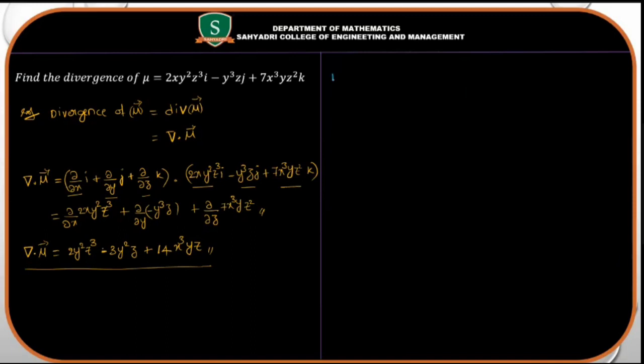Suppose, find the divergence of mu equal to, I'm taking the function as x square y cube i minus 2 sine x z j plus log of x y z k. Okay, so let us see how to find the divergence of this.